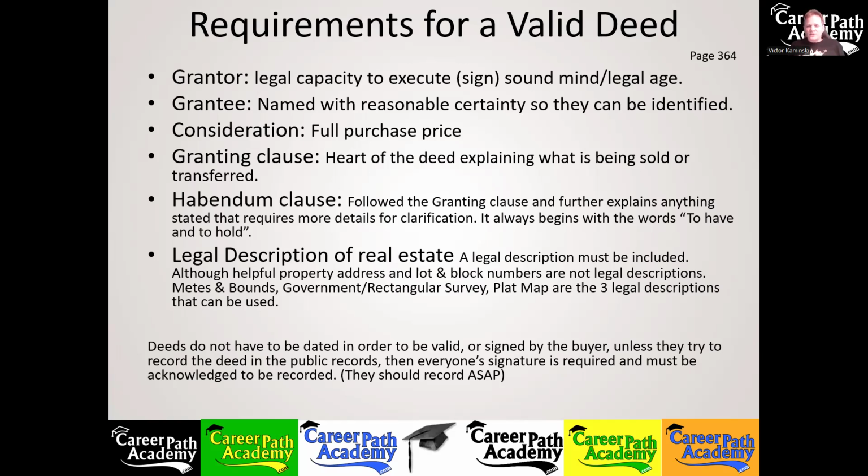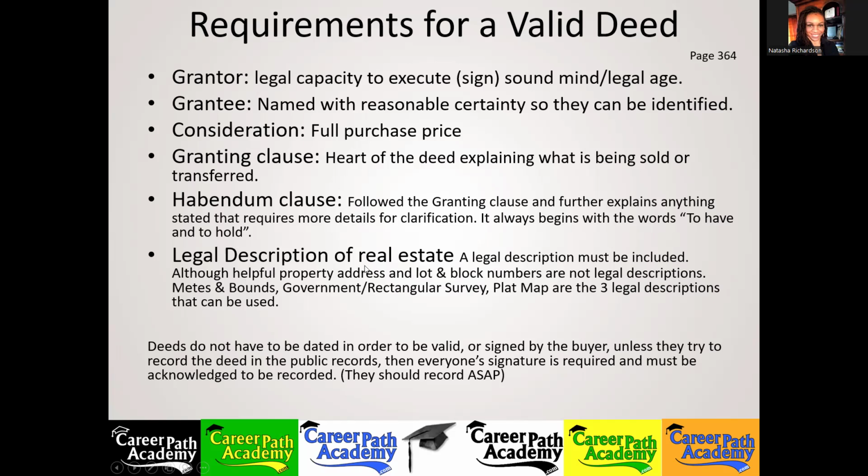So where would you clarify that in the deed? In the habendum clause. In the granting clause, you would say, hey, we bought this property together, but in the habendum clause, you would say, but I'm 75% owner and he's 25%. But what is the clause in the deed that begins with the words "to have and to hold"? The habendum clause. See what I did there? Mispronounced it a little bit. The habendum clause.